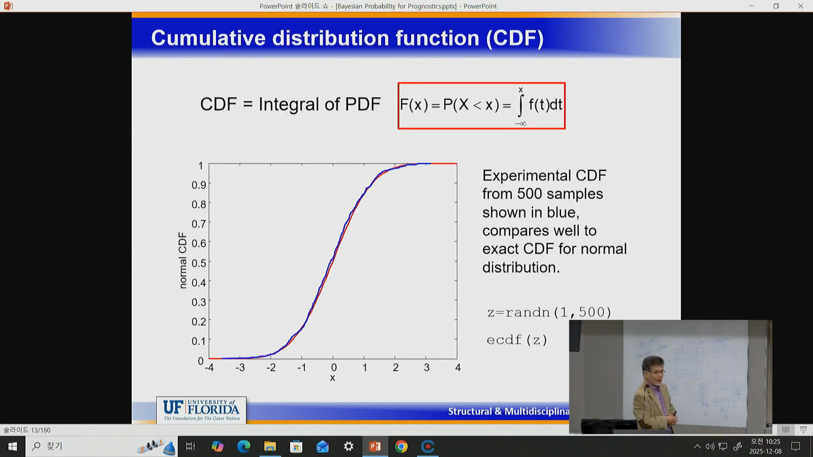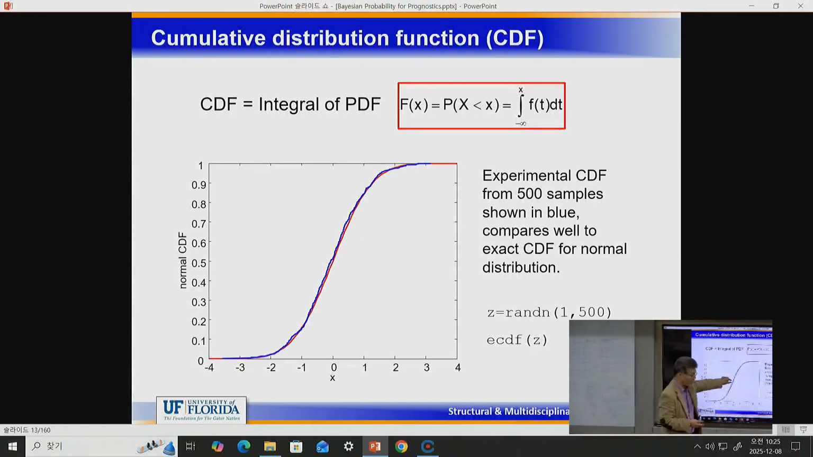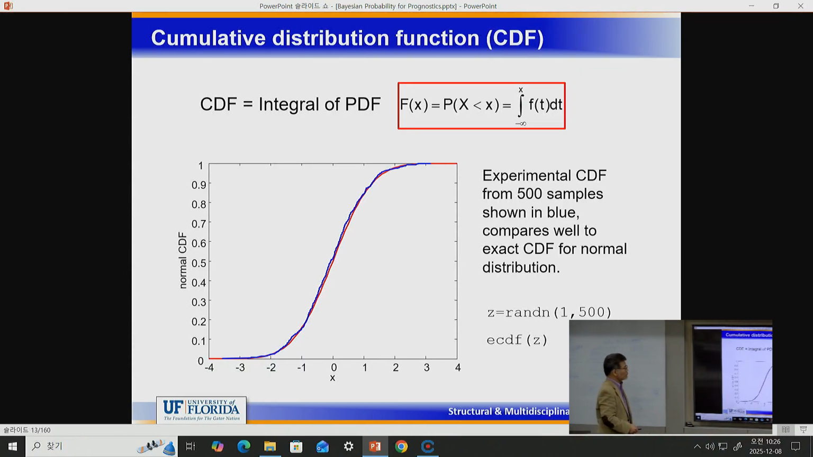Normally, we measure the accuracy of your empirical CDF by measuring the maximum vertical distance between your empirical CDF and your true CDF.